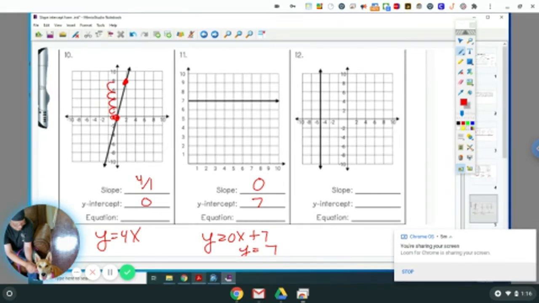All right, so slope here is undefined. And my y-intercept is nothing, is also undefined. And this is a vertical line, so my equation will be actually x equals whatever this number is, which is 5. So that'd be x equals -5.